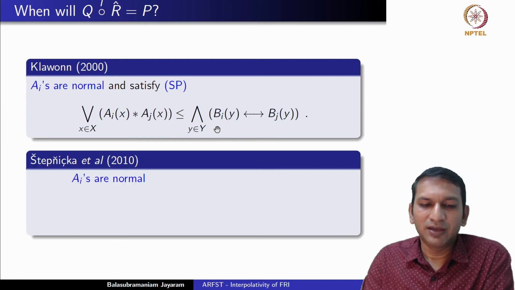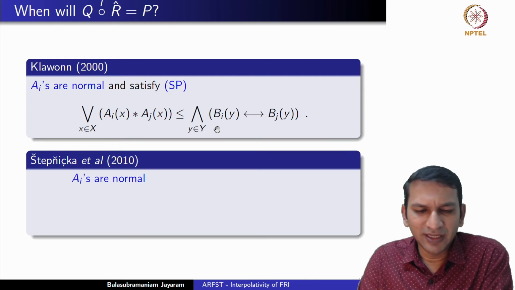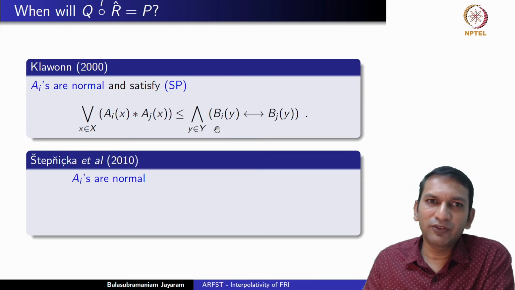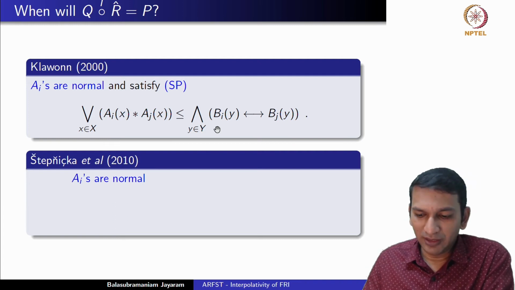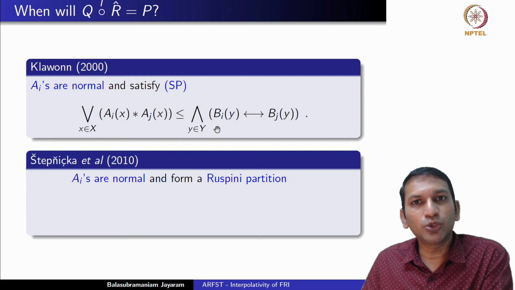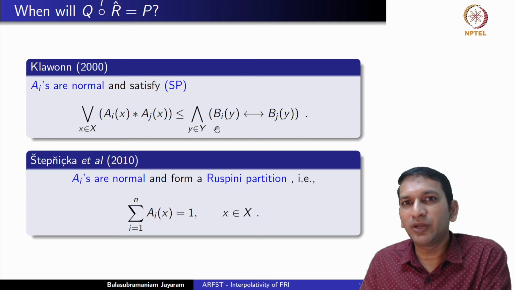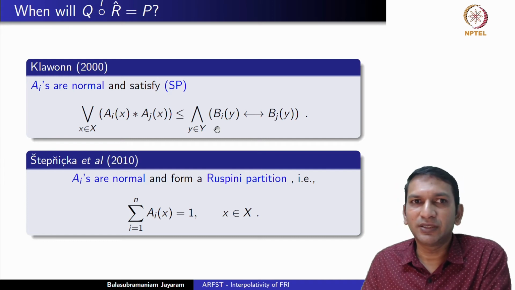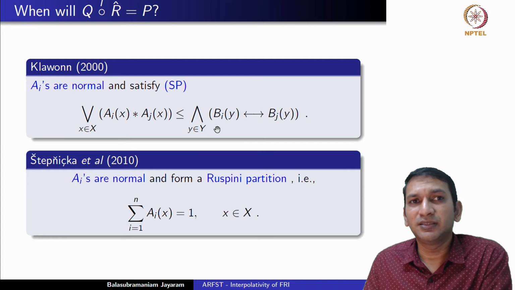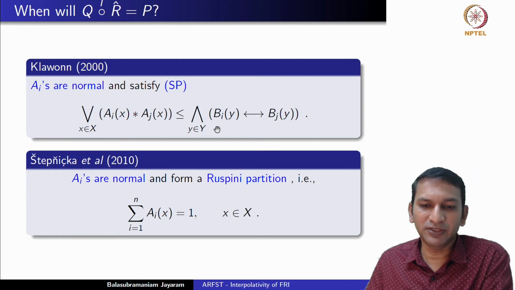Later on, almost a decade later, Stepnicka and others came up with a slightly modified result which said that if the antecedents are normal and also form a Ruspini partition, then we can ensure interpolativity. Now this is a very simple kind of sufficiency condition. All we want is that the antecedents are normal and satisfy the Ruspini partition condition.